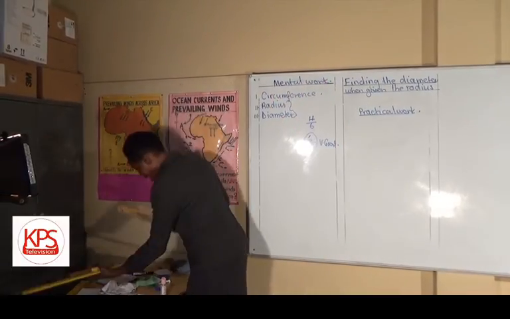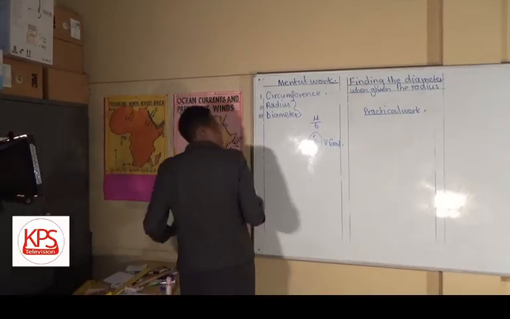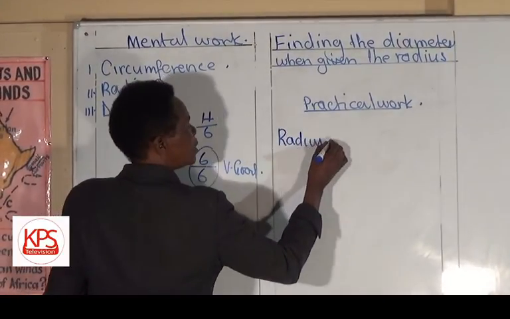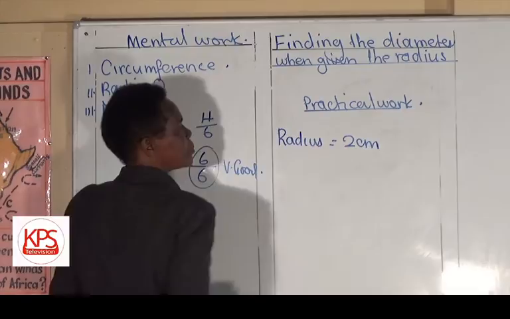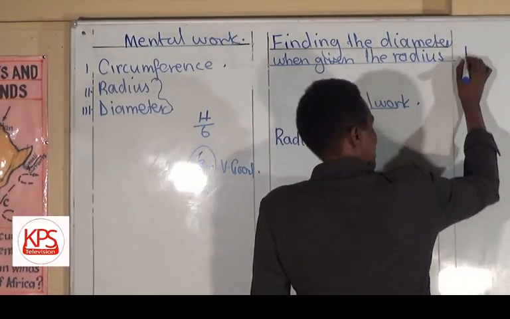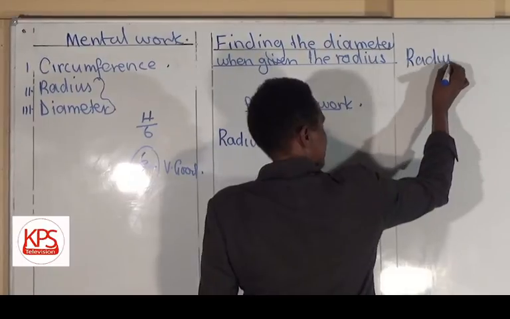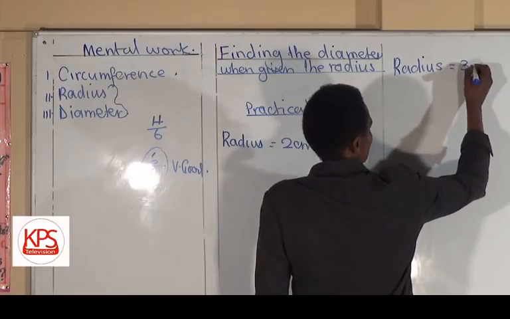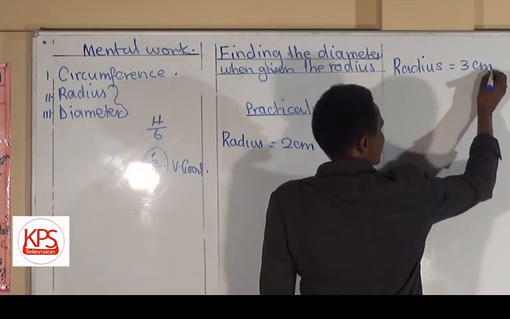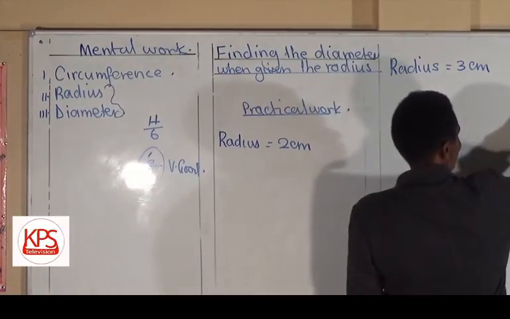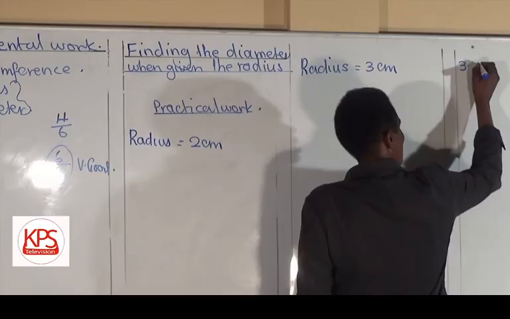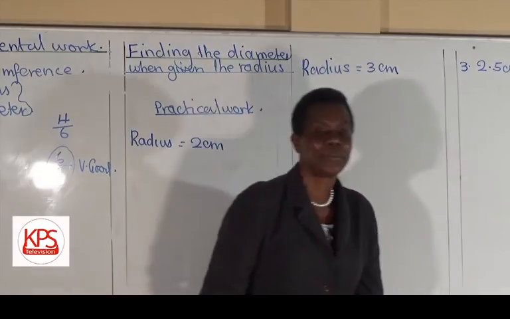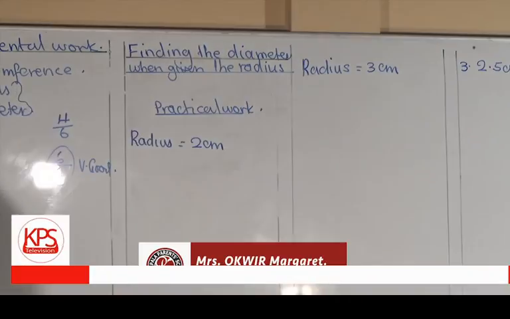So now we are going to draw the first one with radius equals 2 centimeters. The second one with radius equals 3 centimeters. And then the last one, which is the third, with radius 2.5 centimeters. So let us start with the drawing.